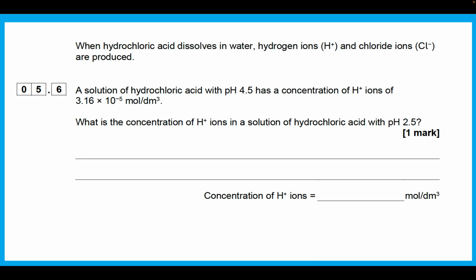When hydrochloric acid dissolves in water, hydrogen ions and chloride ions are produced. Subquestion 5.6: a solution of hydrochloric acid with pH 4.5 has a concentration of hydrogen ions of 3.16 times 10 to the power of -5 moles per decimeter cubed. What is the concentration of hydrogen ions in a solution of hydrochloric acid with pH 2.5? 1 mark.